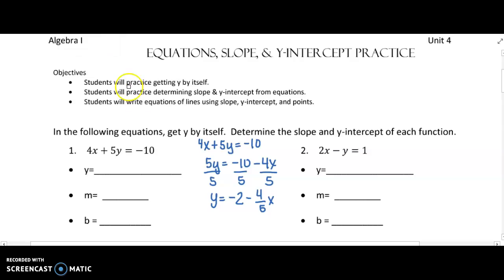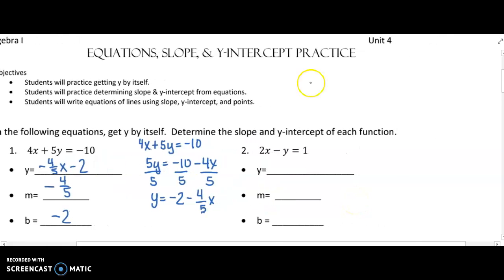Fix this. I always do that. Make that pretty. Hard to do on this thing. Okay, so out of this, and I'm going to put it in order here with the slope first, I have a negative 4 over 5x minus 2. So my slope is negative 4 over 5. My y-intercept is all by itself over there with the negative 2. Okay, not too bad, right? Good. Okay, let's do this one.